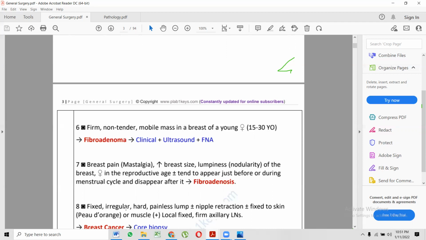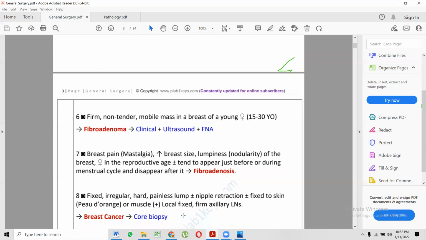So a fixed, irregular, hard, painless lump. This is what I was talking about, that the lump in breast cancer will be fixed. It will be irregular. There will be nipple retraction, peau d'orange appearance of the skin, and lymphadenopathy, because the lymphatics from the breast drain into the axillary lymph nodes. So the lymph nodes will also be fixed and firm in consistency. So these are the features of breast cancer. Breast cancer is diagnosed by core biopsy.